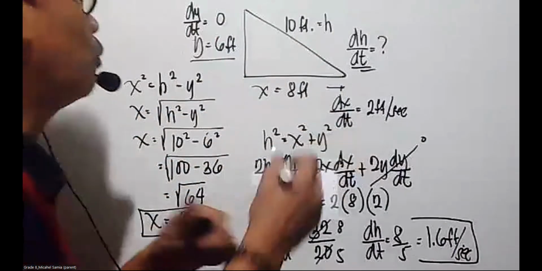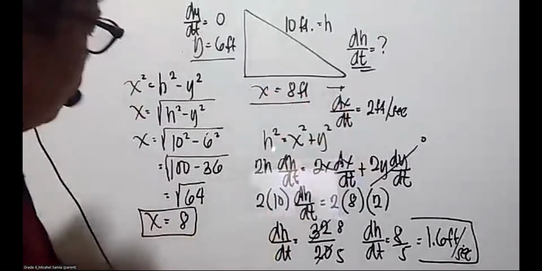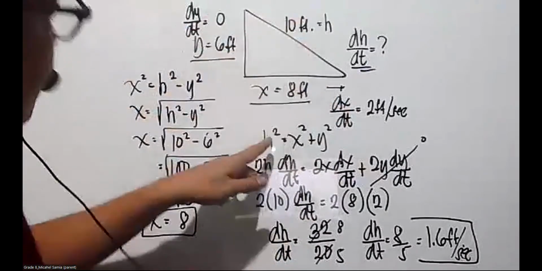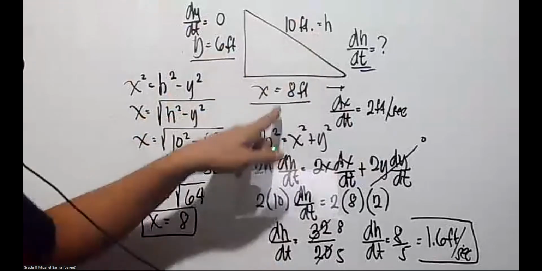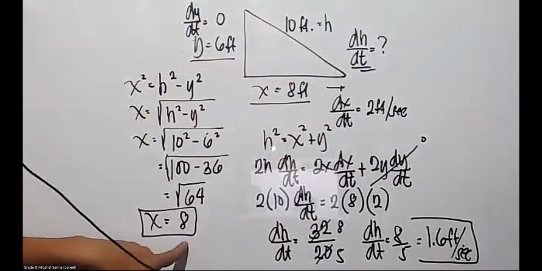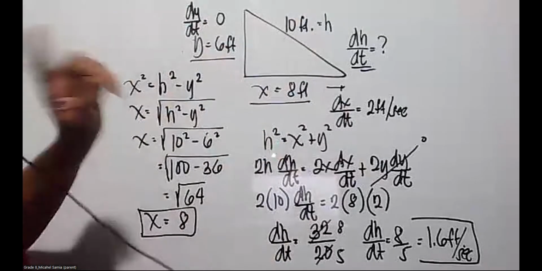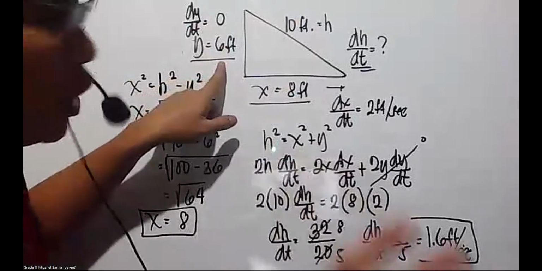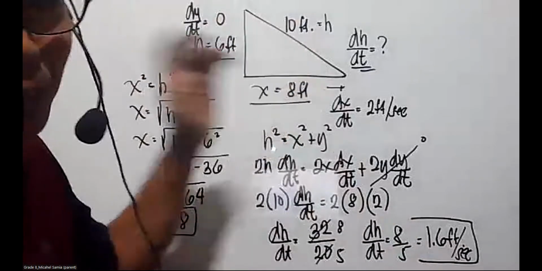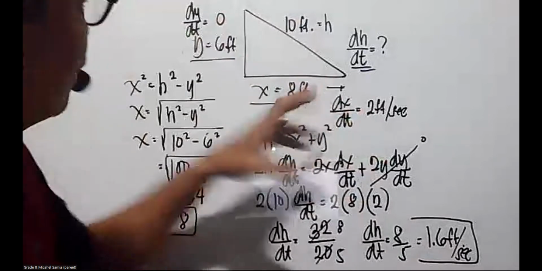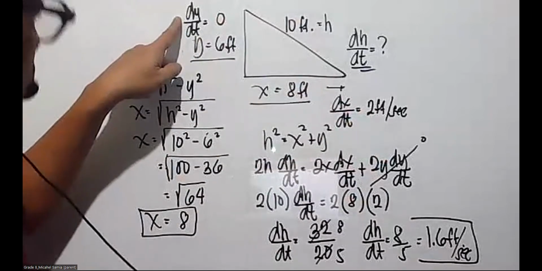Now, we have to solve for x first. So the first step is solving for the missing value of the triangle. We have 6 and 10, so we could solve x using the Pythagorean theorem. We got the value of 8. Now, the rate of change of y is equal to 0 since it does not increase. It's mentioned that it's not moving. It's not increasing. Therefore, its rate of change is equal to 0.